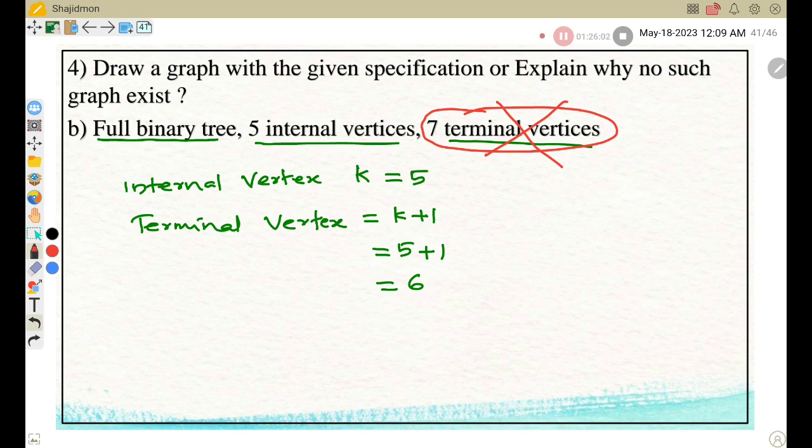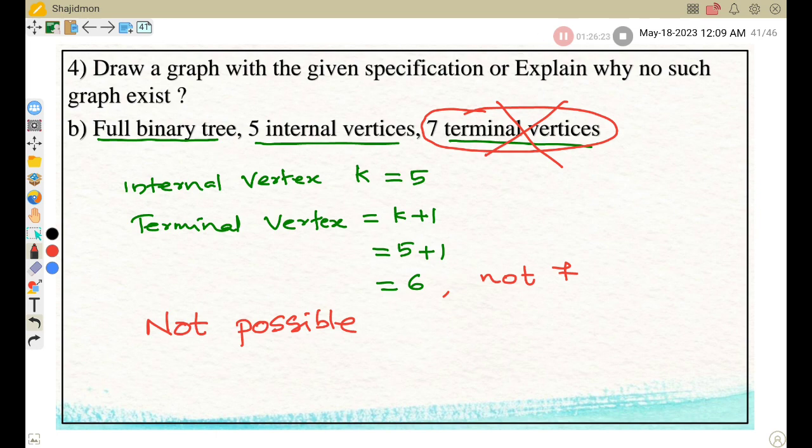See here, 7 terminal vertices are given. It is not possible, so we can write it is against the rule. So it is not possible to draw the graph, because terminal vertices should be 6, not 7. So there will not be any full binary tree with this specification.